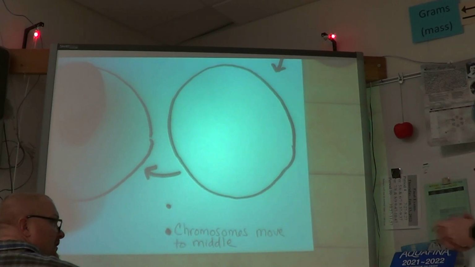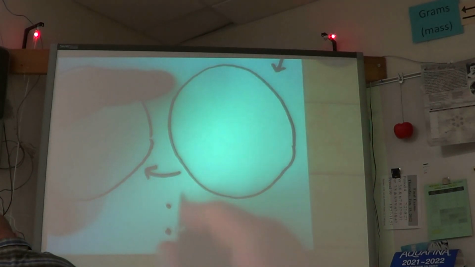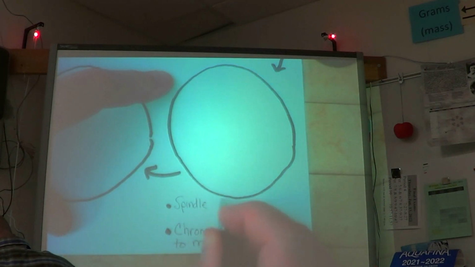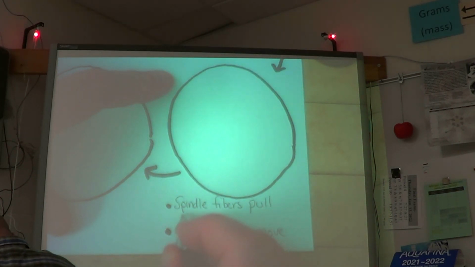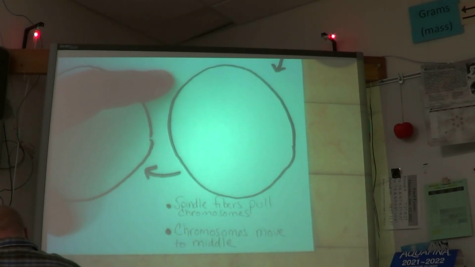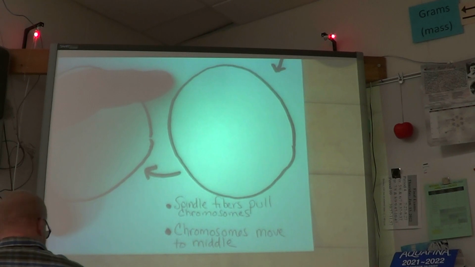Let's just say spindle fibers pull on chromosomes. The spindle fibers pull on the chromosomes, and the spindle fibers pull those chromosomes to the middle. Okay? I didn't love this centromere part, Mr. DeBoer, just because of the conversation we were having about plant cells. So the spindle fibers pull on the chromosomes, and the chromosomes move to the middle.